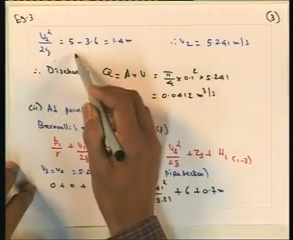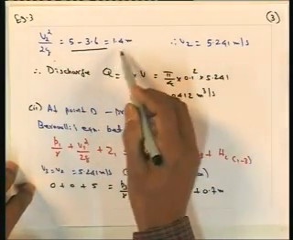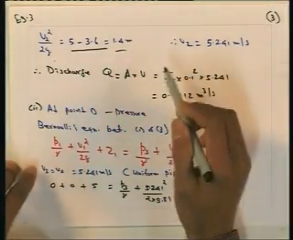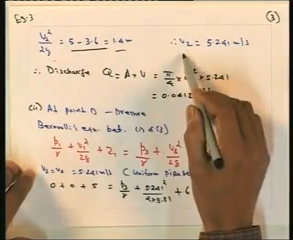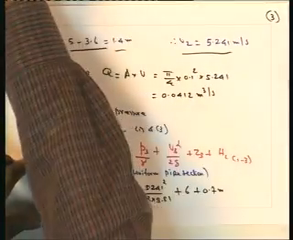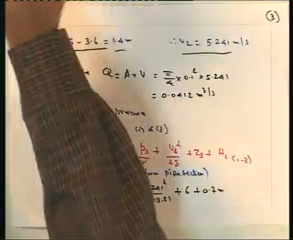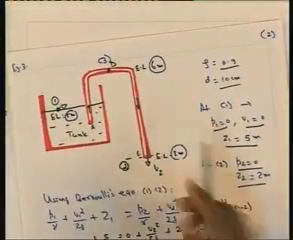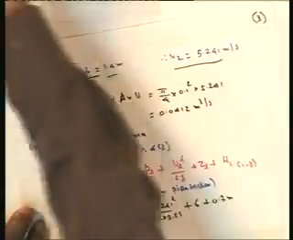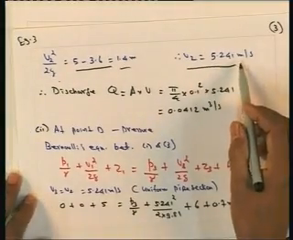So, V2 square by 2g is equal to 5 minus 3.6, that is equal to 1.4 meter. So finally, we get the velocity at the outlet, V2. We get the value of V2 as 5.241 meter per second.